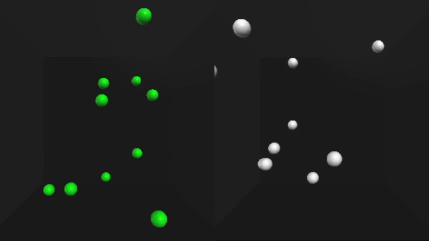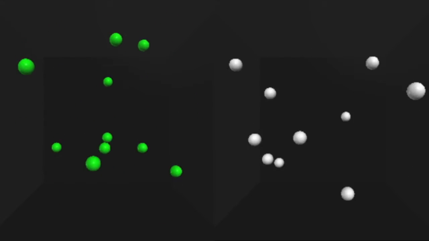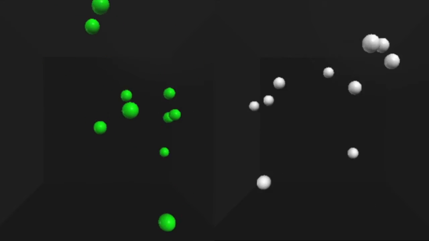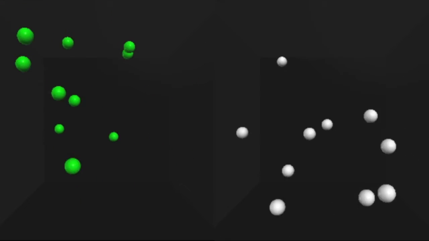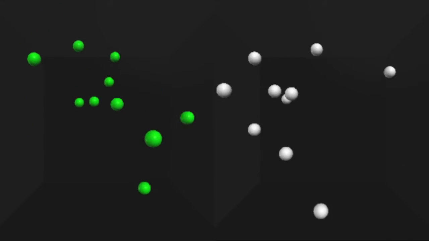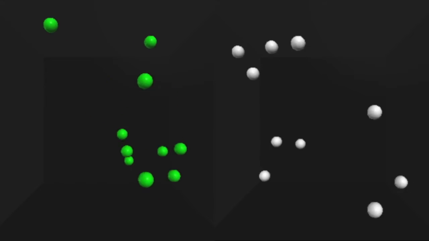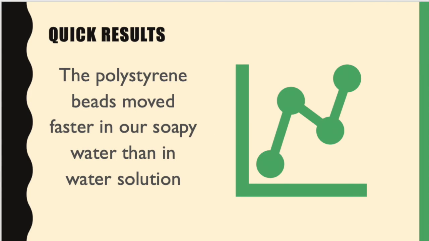So this is essentially the model of our hypothesis. We're thinking that the green balls on the left would represent the polystyrene beads in the soapy water, moving slower, whereas the white balls on the right would indicate the polystyrene beads in just the plain water, moving faster. However, our hypothesis didn't seem to quite hold true, as the polystyrene beads move faster in our soapy water than in water solution. Say what?